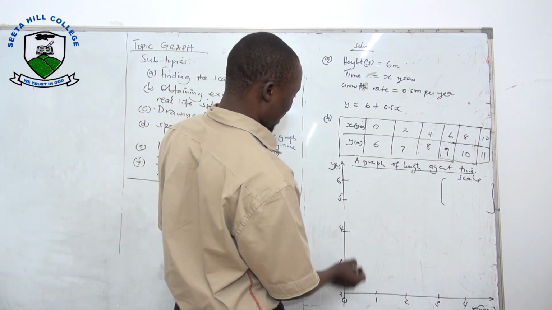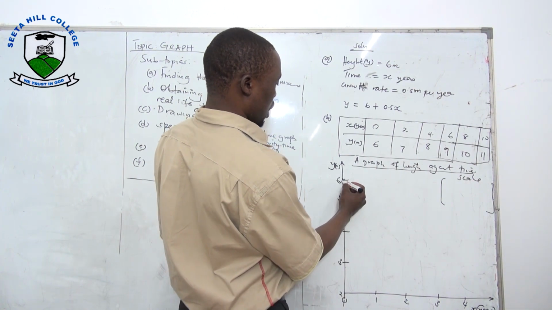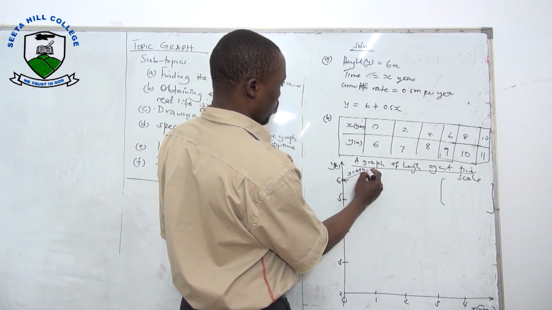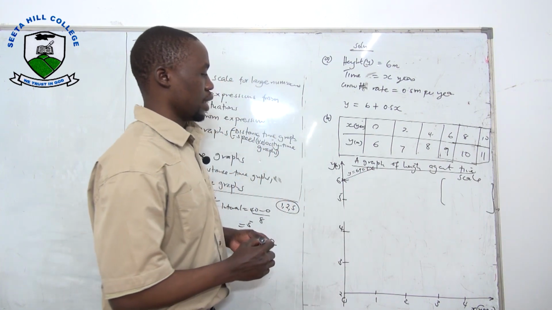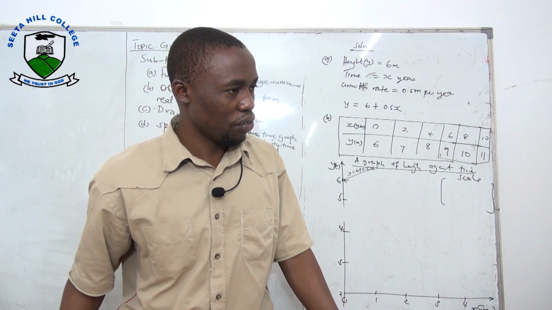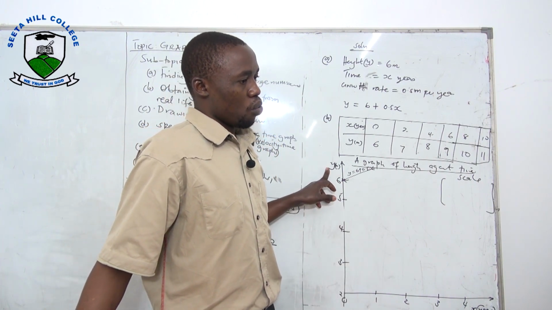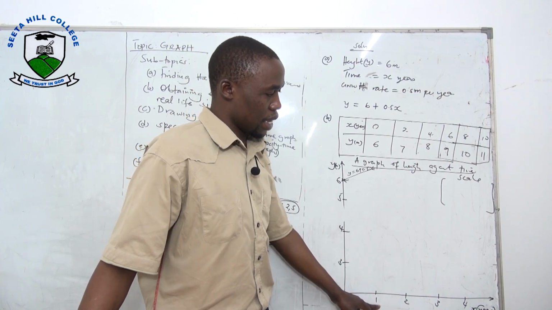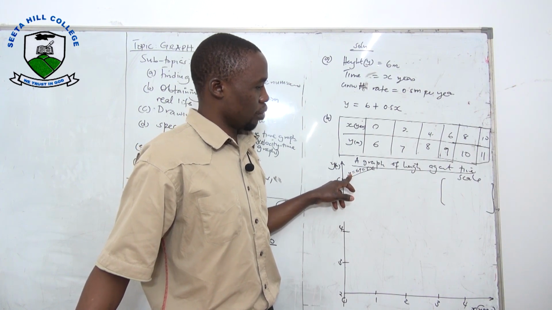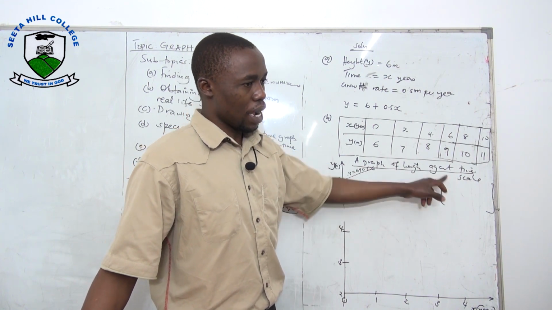Okay, 0, 6. I hope you've plotted that graph very well. And make sure you label on it y is 6 plus 0.5x. Label on that graph. Do the following. Label the axis very well. Y in meters, x in years. Then come and label the graph here: y is equal to 6 plus 0.5x. Put also the scale and put data.